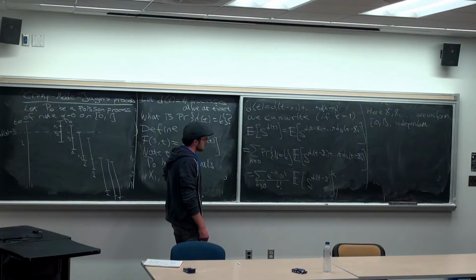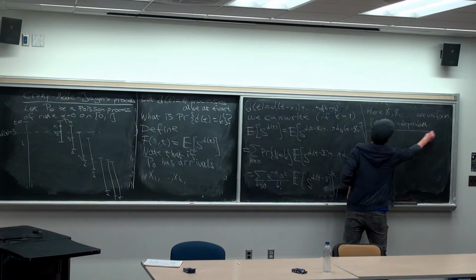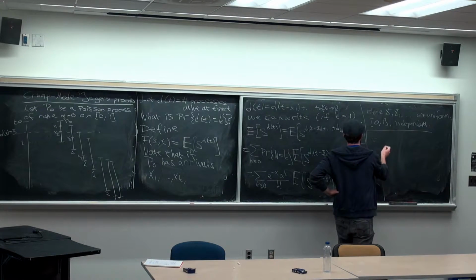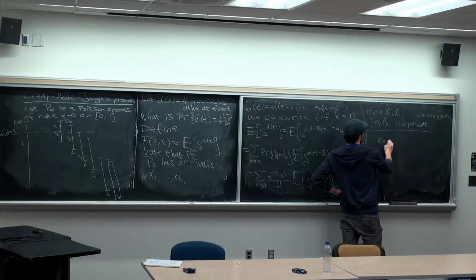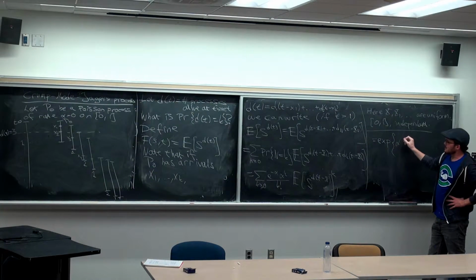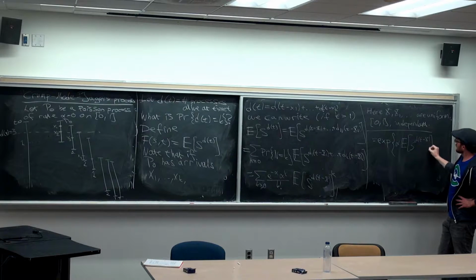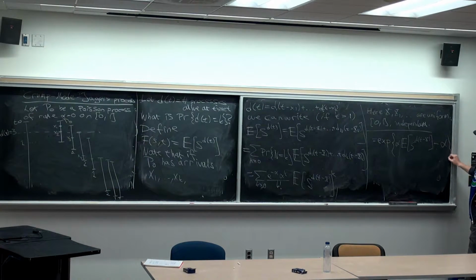Now, as we sum this, it looks a lot like the series for the exponential function. So I'm going to keep going here. This is e, so e raised to alpha times the expected value of this minus alpha. Right.